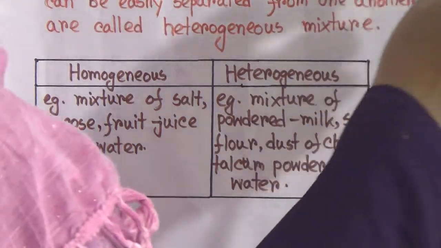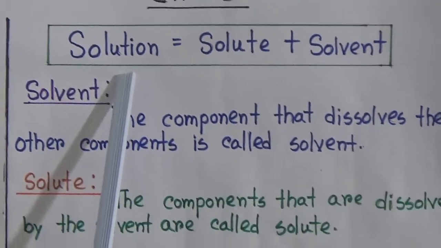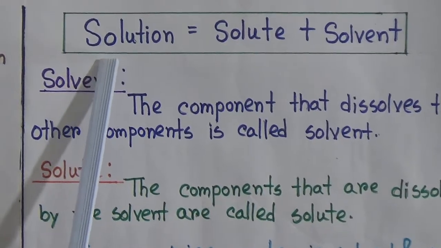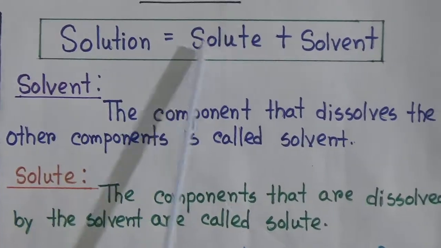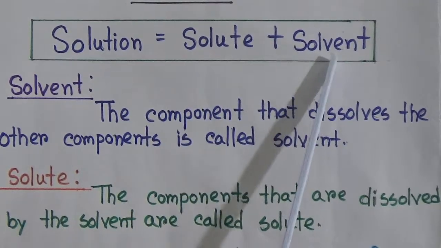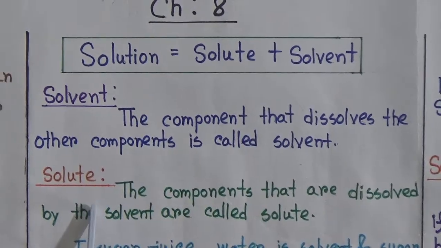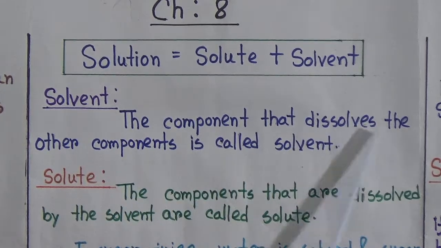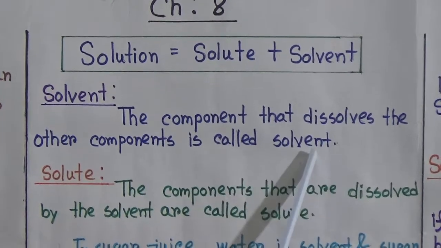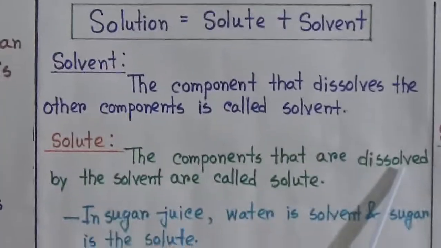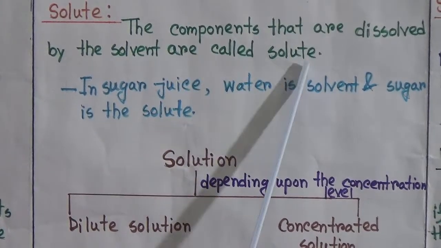Now, see this. We know that solution is one kind of mixture, and we can say solution is a homogeneous mixture. Solution equals solute plus solvent. That means in a solution, solute and solvent will be present. Now, what is solvent? The component that dissolves the other components is called solvent. And what is solute? The components that are dissolved by the solvent are called solute.